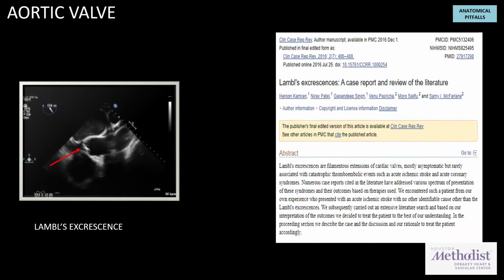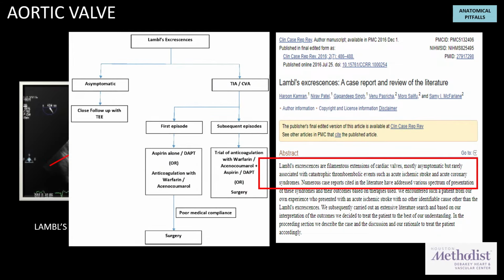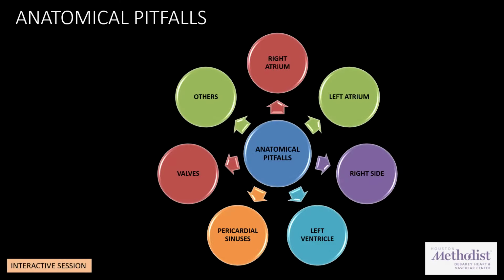We thought it was always benign, but actually not really. There are some data and case reports which have shown embolic strokes and acute coronary syndromes in patients who had these Lambl's excrescences. So far, treatment approaches have been variable. Some people just say don't do anything. Some people suggest dual antiplatelet therapy. And in patients who do have recurrent strokes and all you see is Lambl's, sometimes they also say anticoagulation. So, more work in progress, but important to know that it's one of the anatomical pitfalls to be aware of.